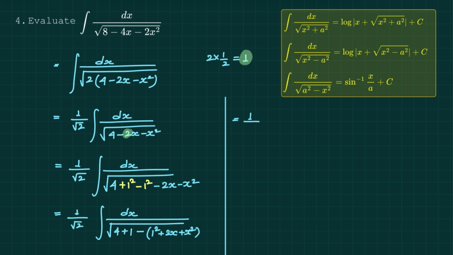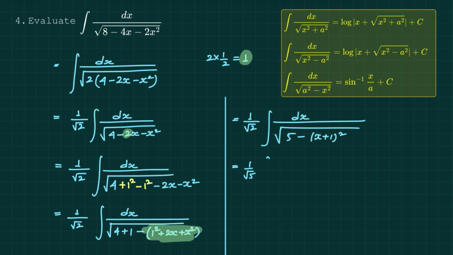equals to 1 over root 2 integration of dx over square root of 4 plus 1 is 5 minus this everything is x plus 1 whole square or 1 plus x whole square, but I prefer to write x first. And here the 5 can be written as square root of 5 whole square minus x plus 1 whole square.